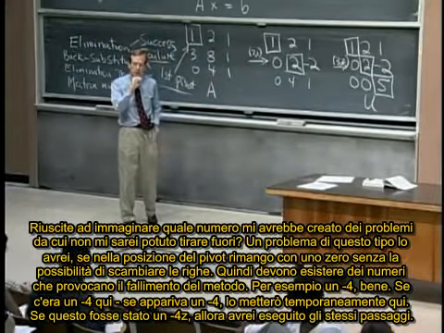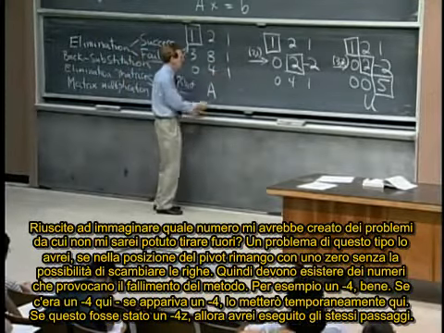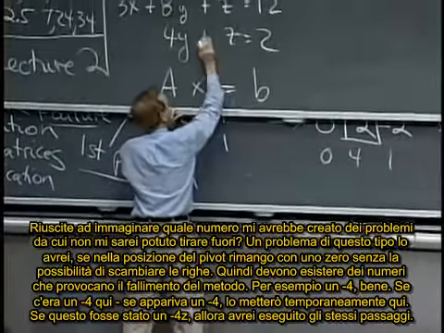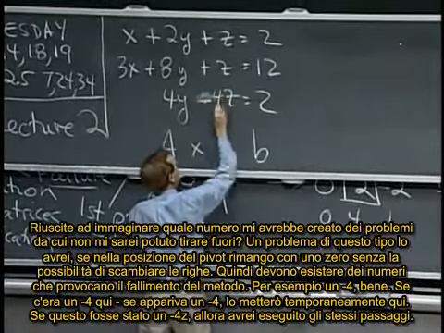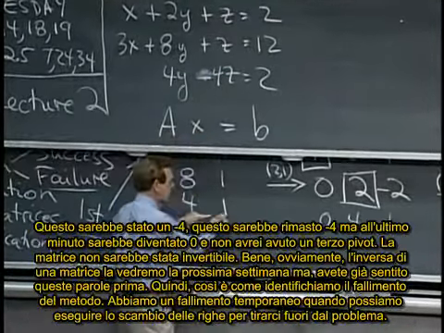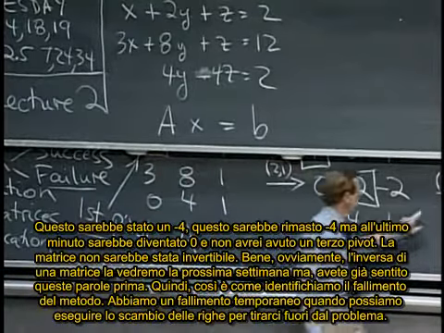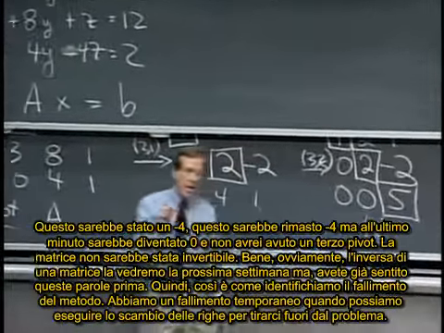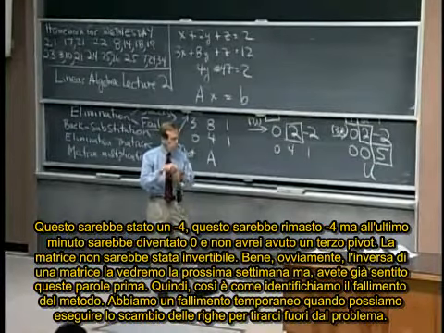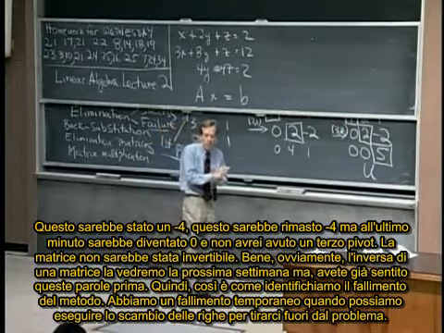-4, good. If it happened to be a -4, I'll temporarily put it up here. If this had been a -4z, then I would have gone through the same steps. This would have been a -4. It still would have been a -4. But at the last minute, it would have become 0. And there wouldn't have been a third pivot. The matrix would have not been invertible.